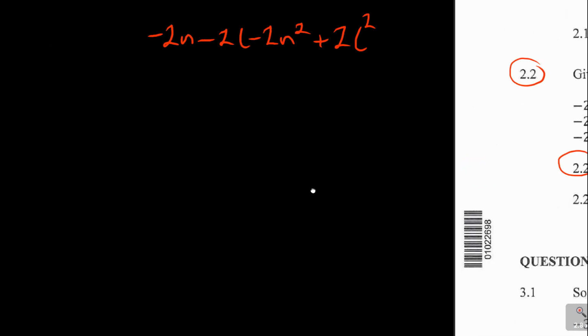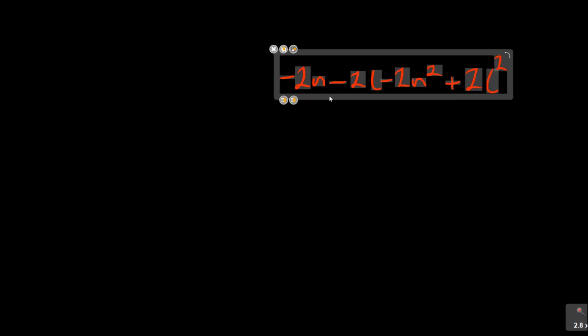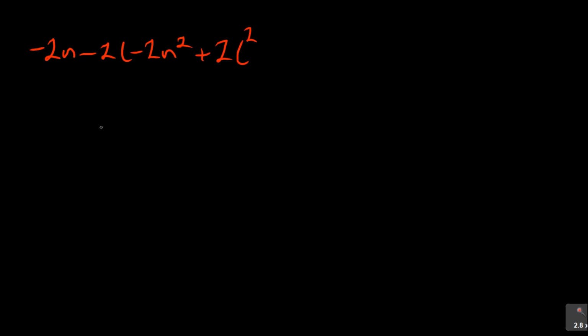I'm tempted to say, since there are 4 items, it looks like factorization by grouping. So if you can group, let's group the first 2 and group the last 2. But before we do that, look at this. 2 is common everywhere, so we can take out 2 here. What will we have? Minus n minus l minus n squared plus l squared.